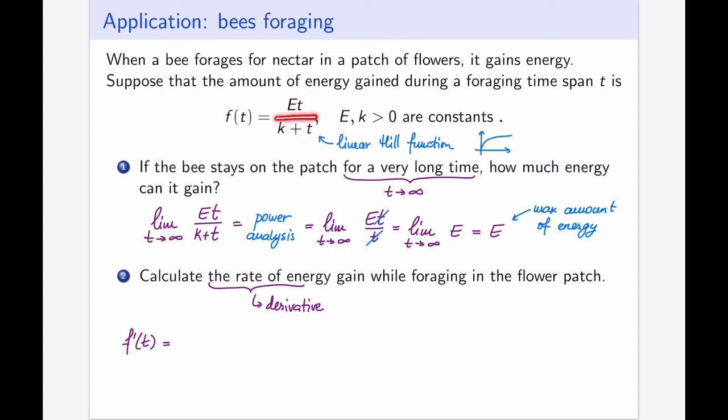This is a quotient, so I am going to apply the quotient rule. I'm going to write it out in steps first and not take the derivatives yet. So the derivative of the top times the bottom, minus the top times the derivative of the bottom, all divided by the bottom squared. So (k plus t) all squared.